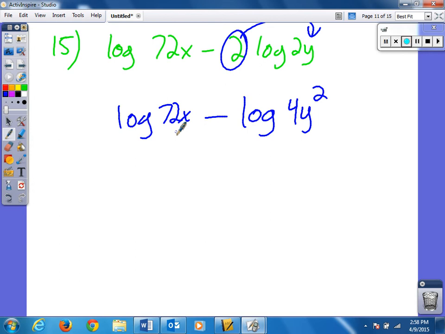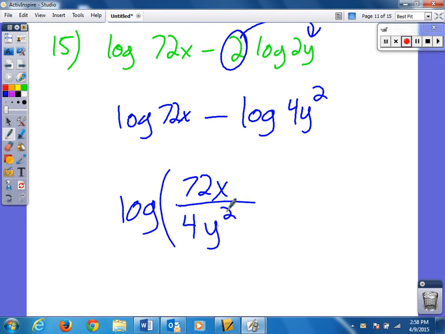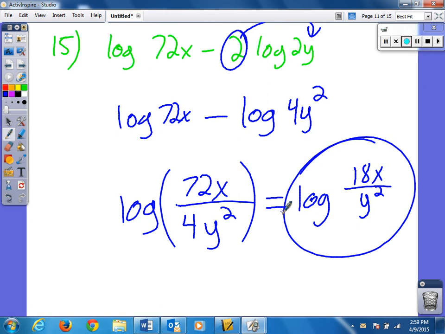Now since we're subtracting the logarithms, we're subtracting exponents because again, logarithms give you exponents. So if you're subtracting logarithms, you're subtracting exponents. In order to subtract exponents, you're going to have to divide. So we get then 4y squared on the bottom, and then we have the log of that. And then we can reduce the fraction. So we can say this is the log of, 72 divided by 4 is 18. So we get 18x over y squared. That is the fully condensed logarithm.